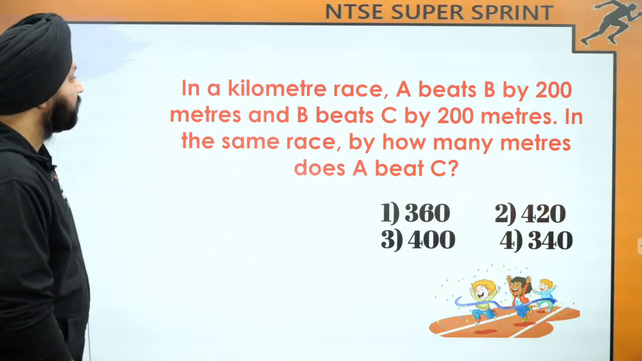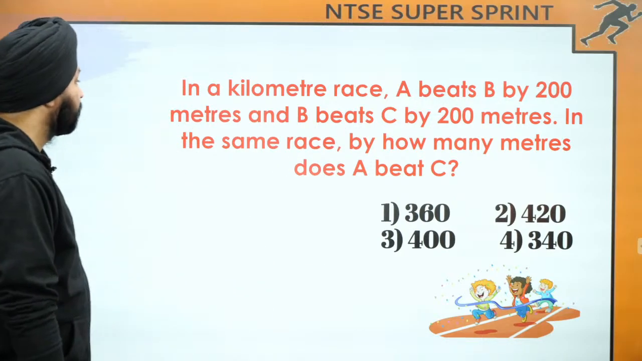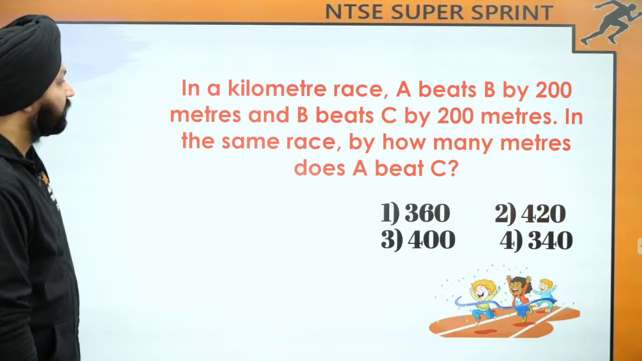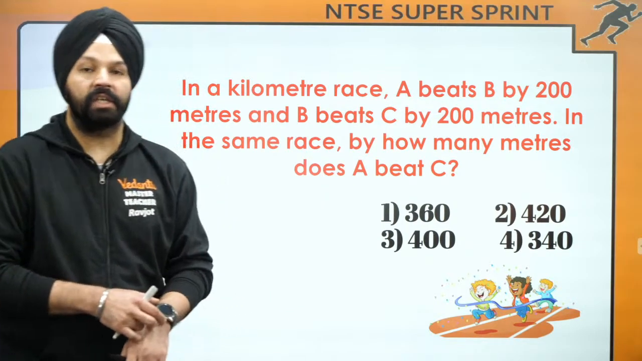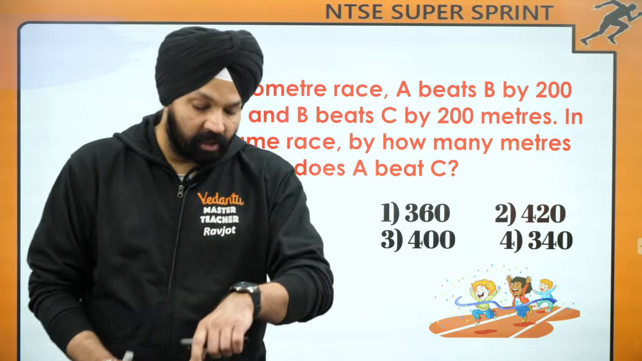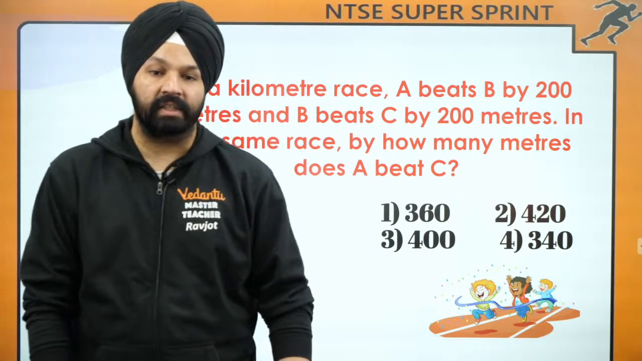The concept says: in a kilometer race, kilometer means 1000 meters, A beats B by 200 meters and B beats C by 200 meters. In the same race, by how many meters does A beat C? A C को कितने डिस्टेंस से हराएगा, this is what he is asking, right?